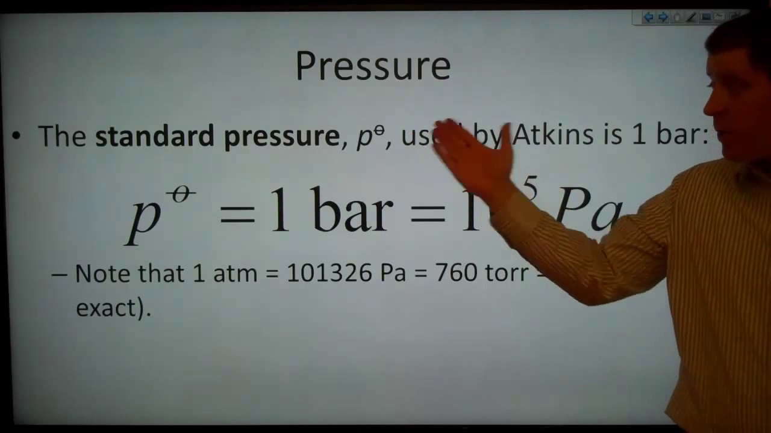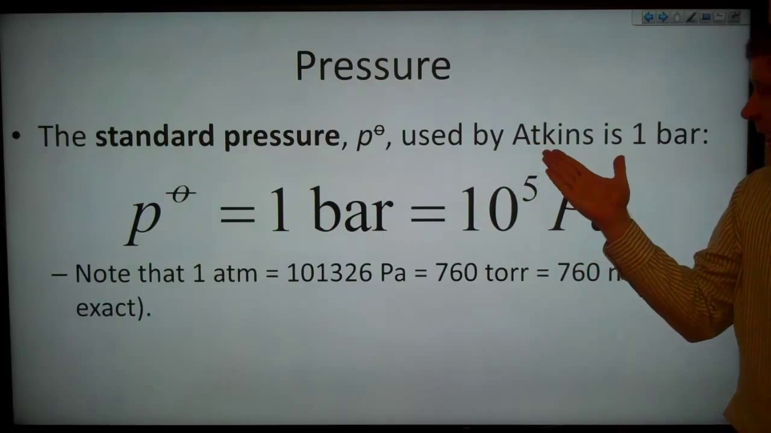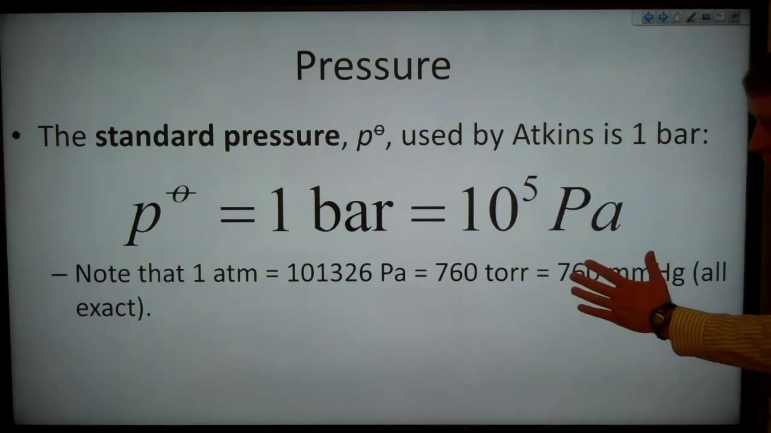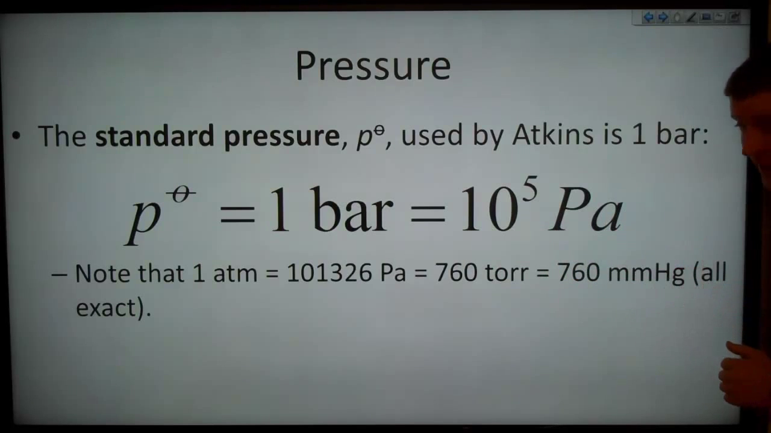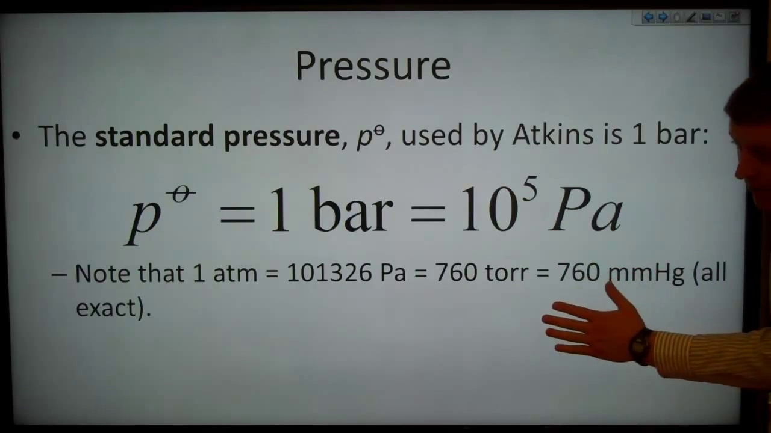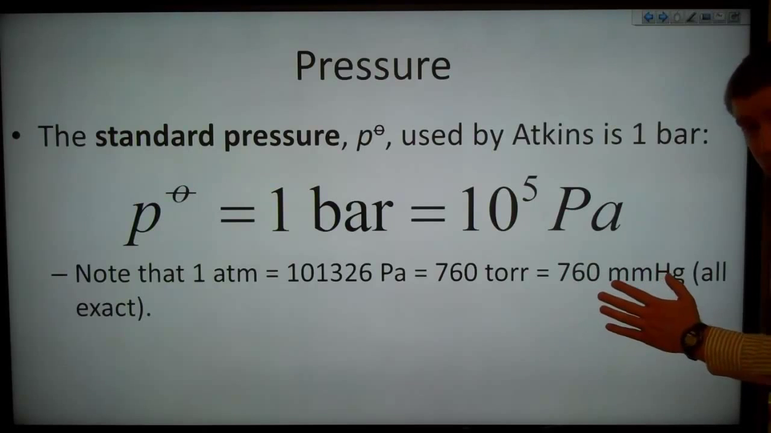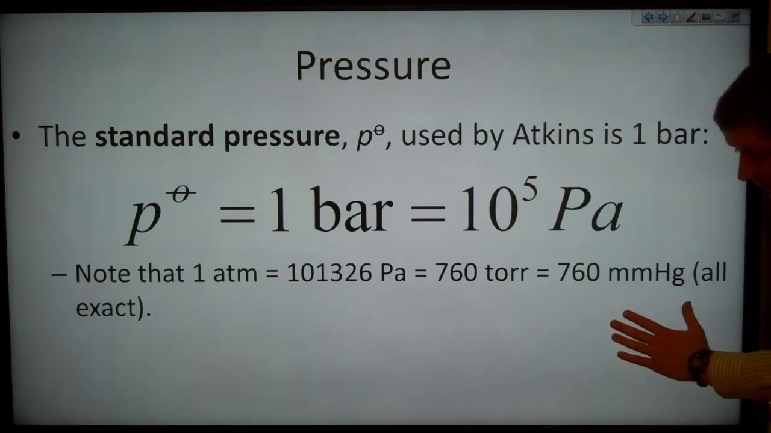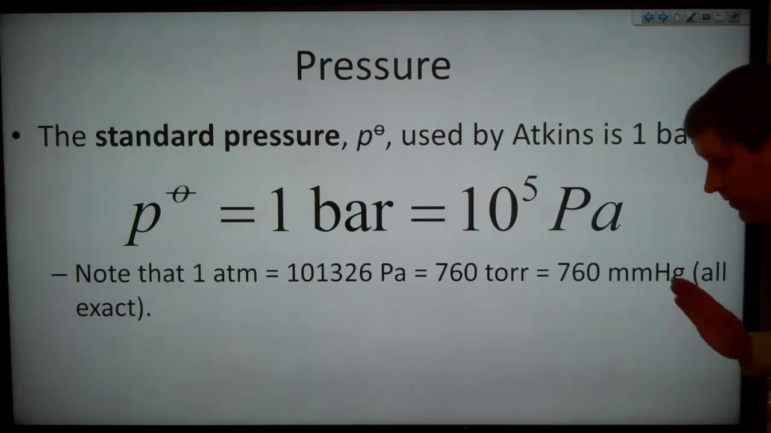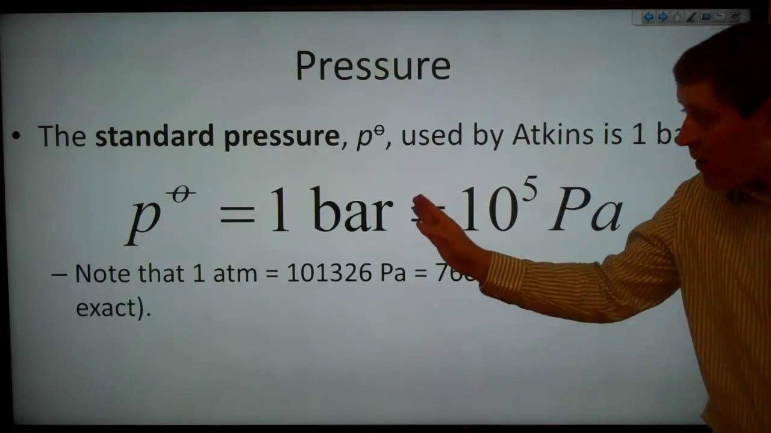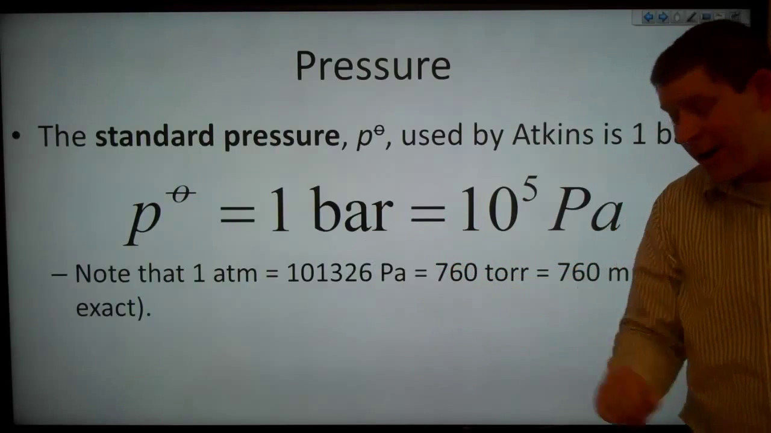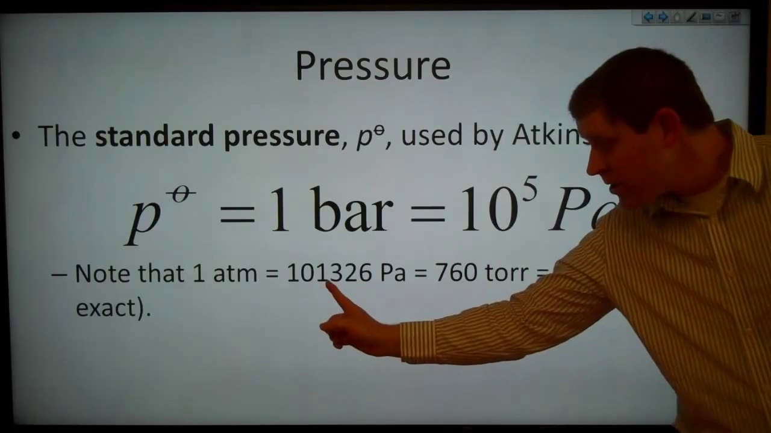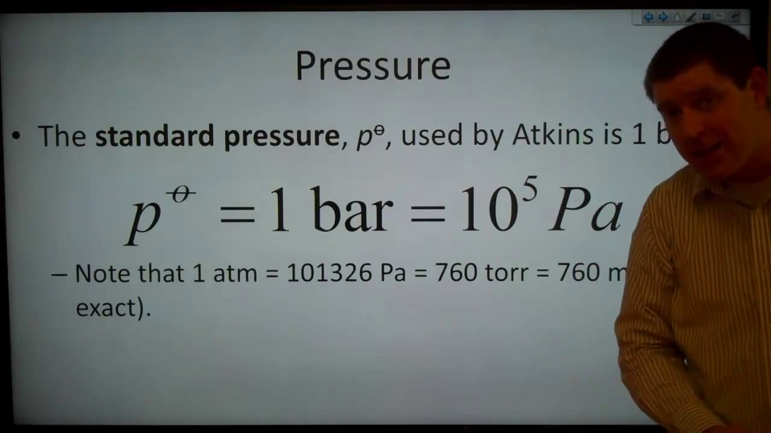Now the standard pressure, P naught, used by Atkins is 1 bar. So P naught is equal to 1 bar, and that's 10 to the 5th pascals. And note that 1 atmosphere is 101,325 pascals, which is 760 torr, or 760 millimeters mercury, and all of these are exact. So note that 1 bar is not exactly 1 atmosphere. Because it's 10 to the 5th, we're losing this 1325 there.